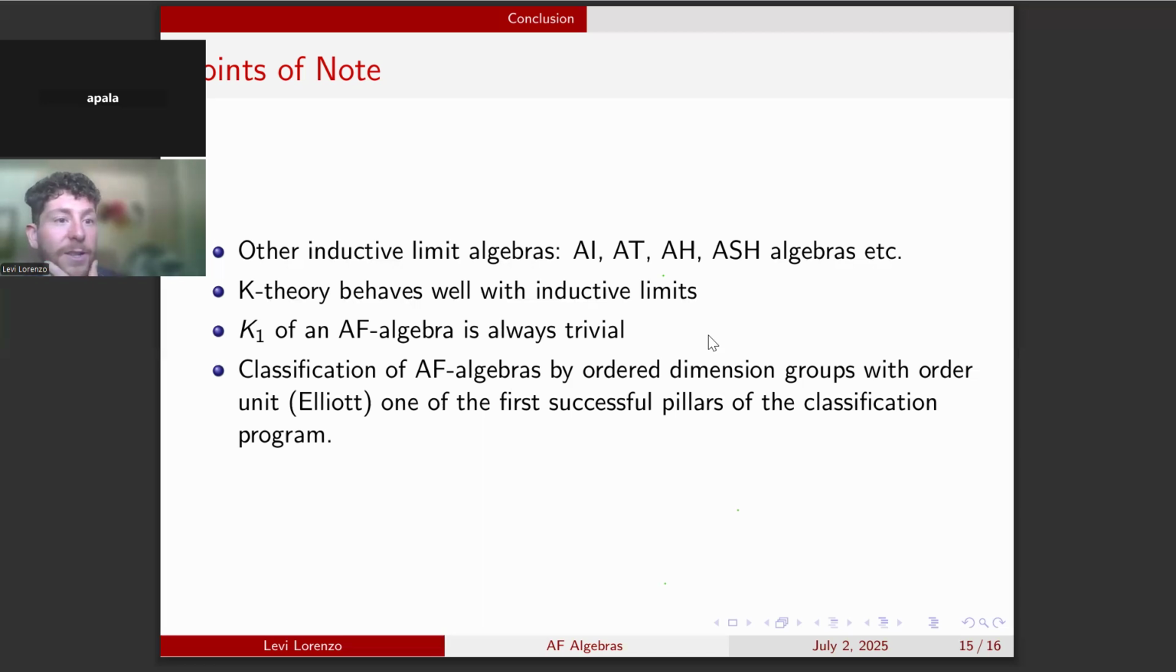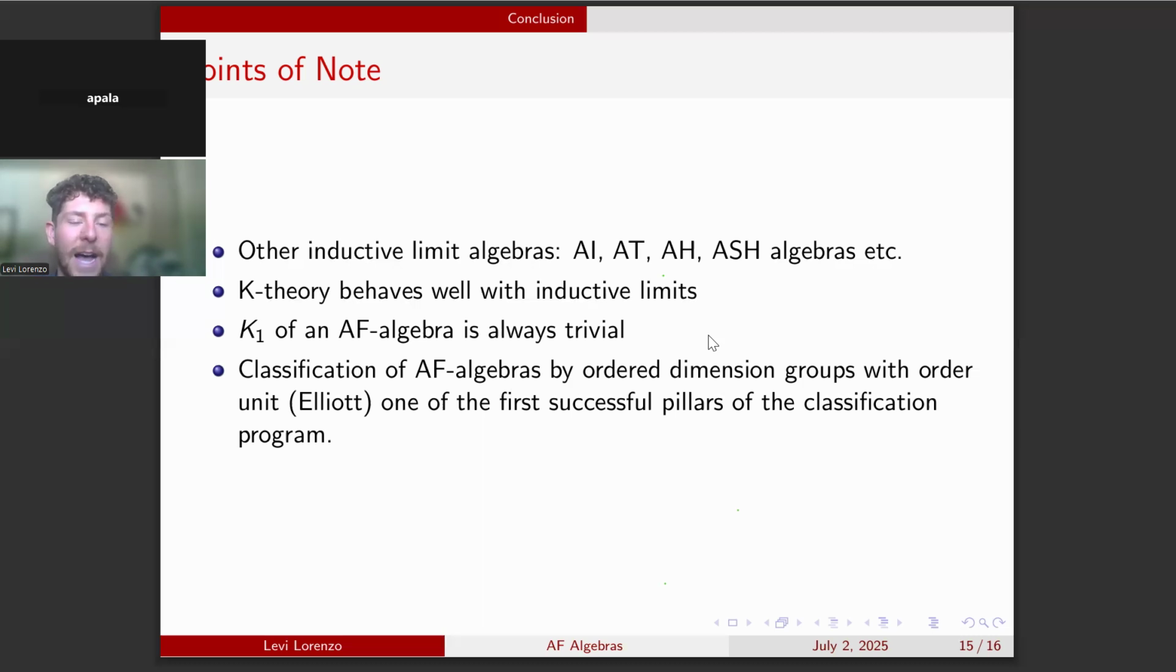And this is a really natural thing. When you have a result for C-star algebras, it's a very natural question to ask, what happens if you pass to inductive limits? Does this result hold? And one of the things that's really working in our favor is that K-theory behaves very nicely with respect to inductive limits. So basically the K-theory of the inductive limit of a system is the inductive limit of the K-theory groups.